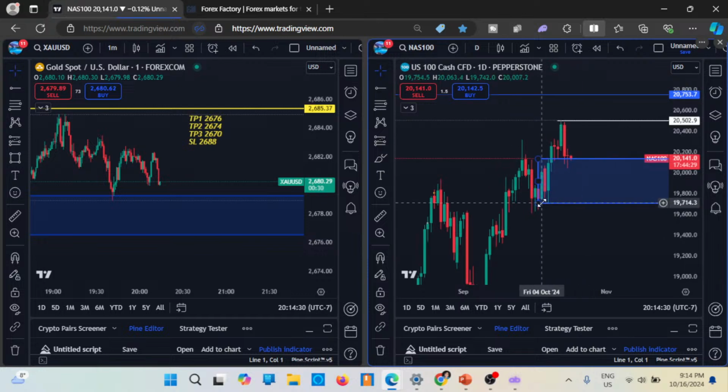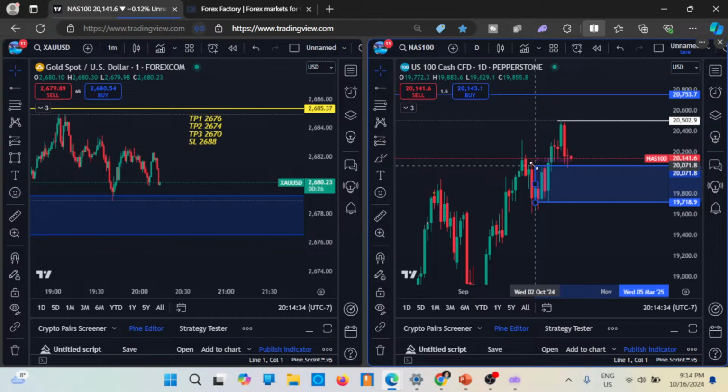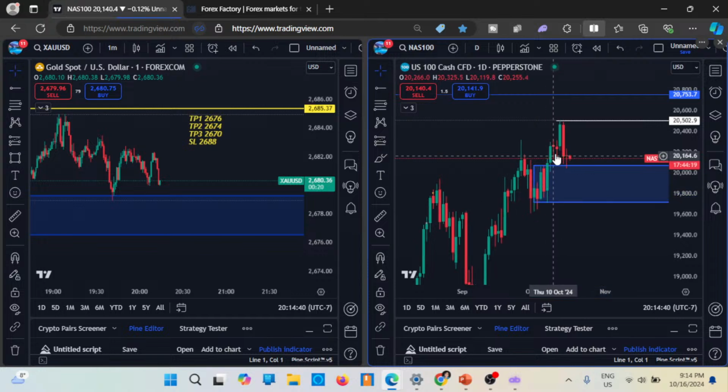Now, the critical level to watch out for here for this uptrend to continue is 19,700. So price cannot break below 19,700 in order for this uptrend to continue. US 100 is the same as NAS 100.